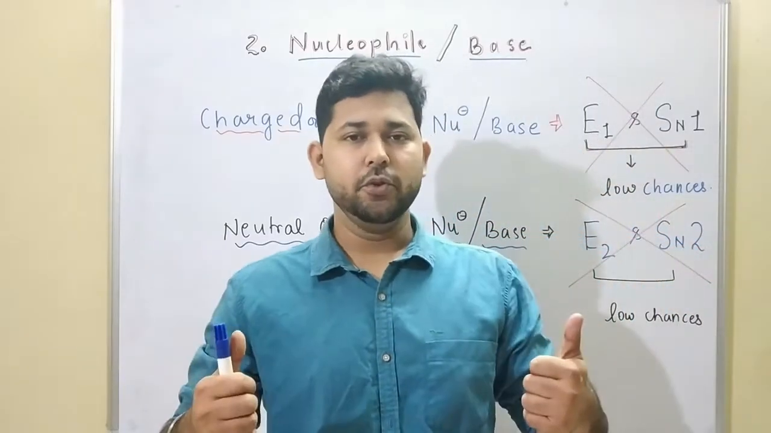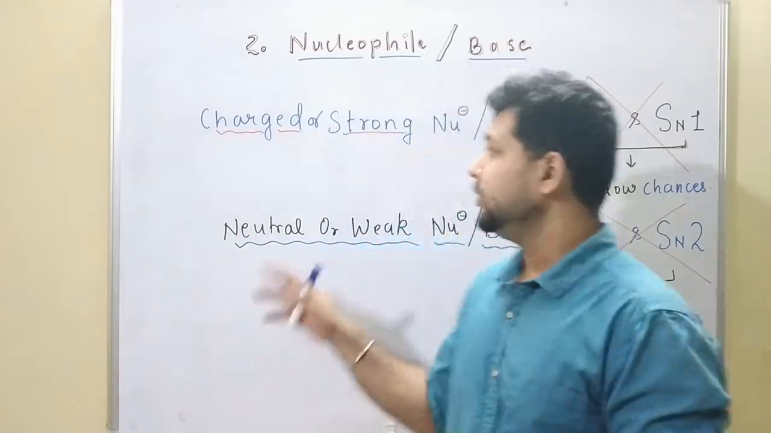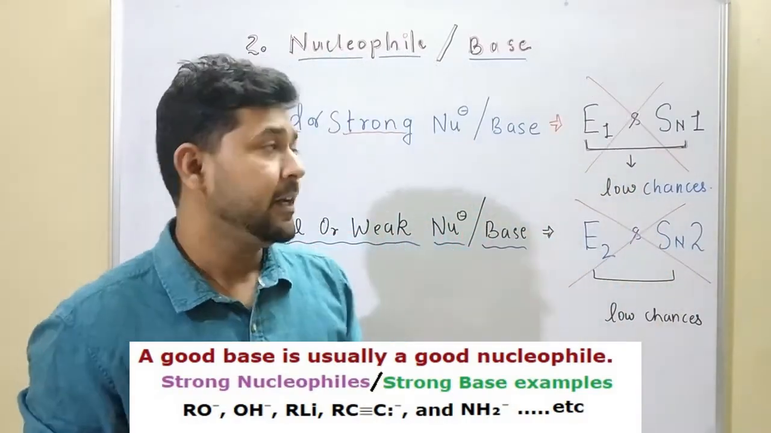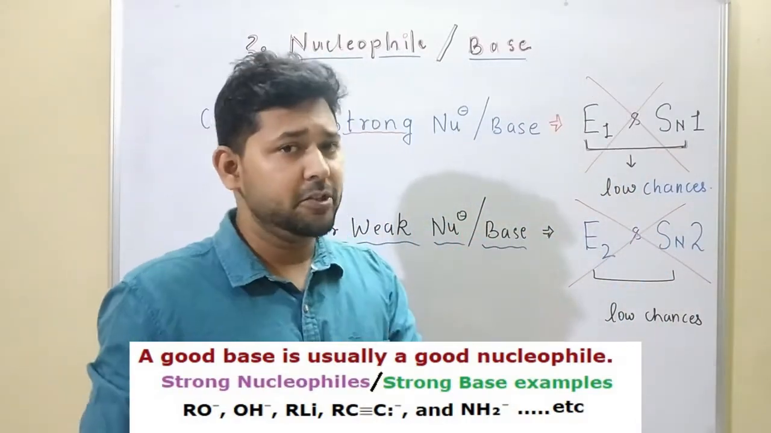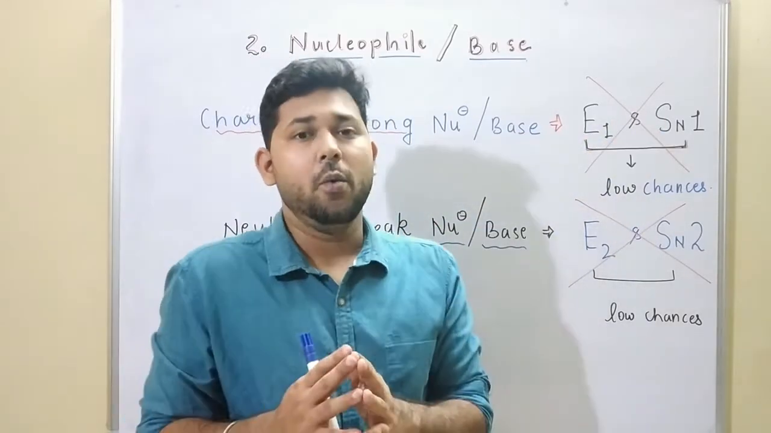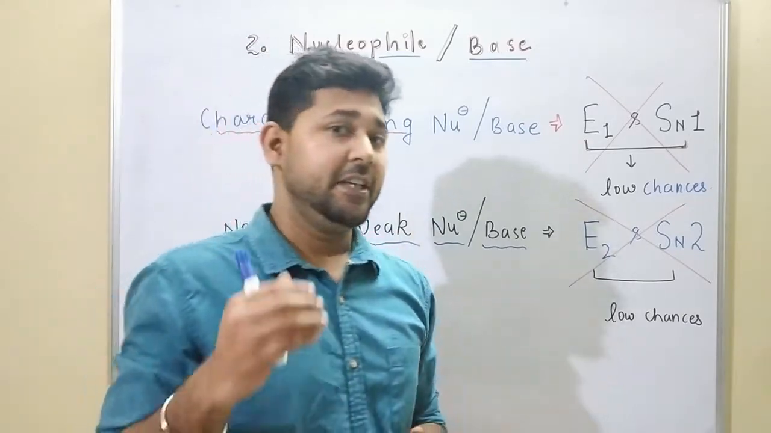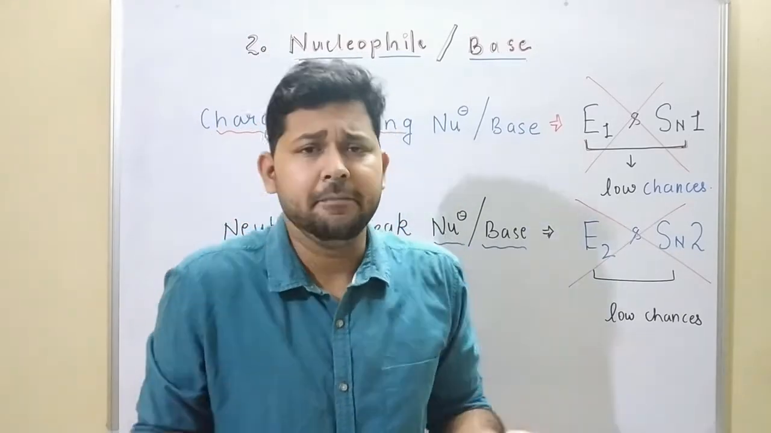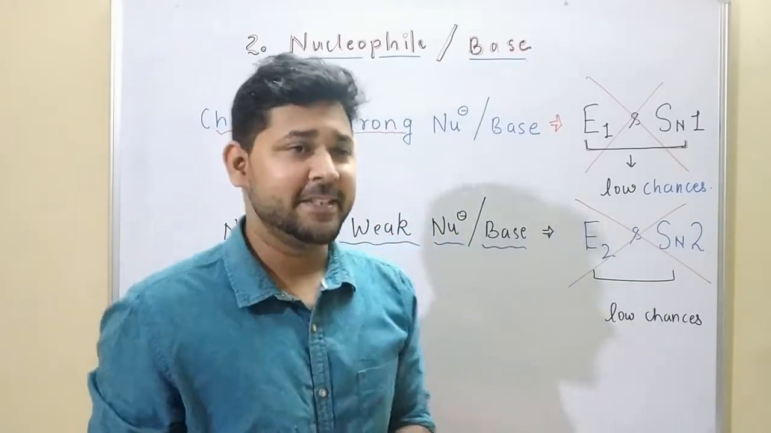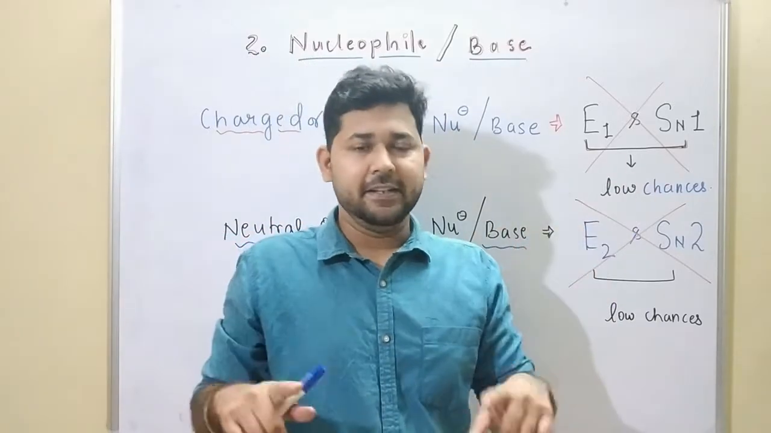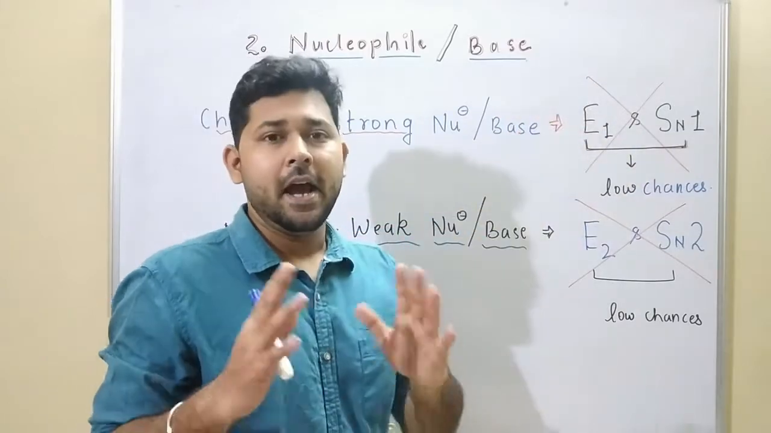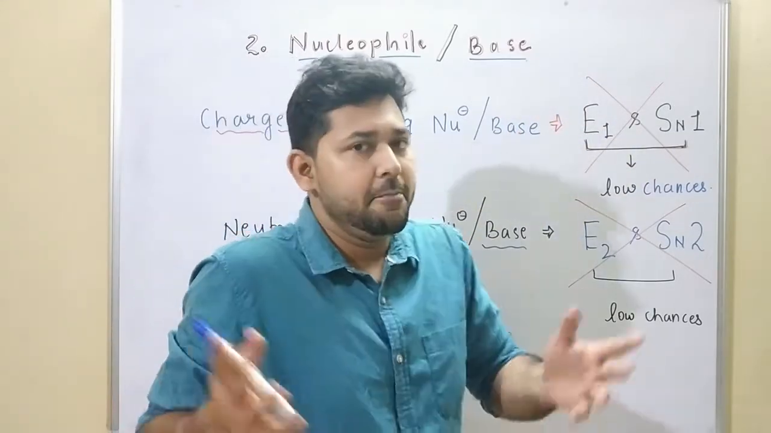Second factor is nucleophile and base. If you see a charged or strong nucleophile/base, then you should cut out the possibility of an SN1 mechanism. The chances are very, very low. Why? Because SN1 goes through the carbocation mechanism and it needs time to relax, to slow things down a little bit and then perform. They are strong, they will not wait. They always look for a one-step mechanism. So that is why I've cut it out. But E2 and SN2, they are in business.